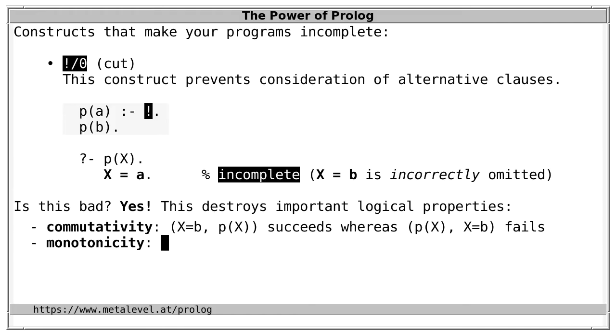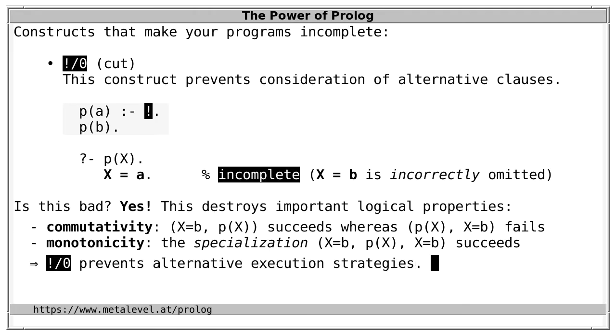And it also destroys monotonicity, a very closely related property, because the specialization we obtain by adding a constraint X is b, and then we simply state what we stated above, that is, we simply repeat what we said, but we've now added a constraint, and remember that the query above failed, and we've now added a further constraint, so we expect it, in a sense, to fail all the more. But no, if we add this constraint, it succeeds. And this is very troubling because it prevents, among other things, alternative execution strategies, such as, for example, iterative deepening, which only works for monotonic code, that is, if these properties are preserved. And that's only due to this predicate, exclamation mark, otherwise it would work.